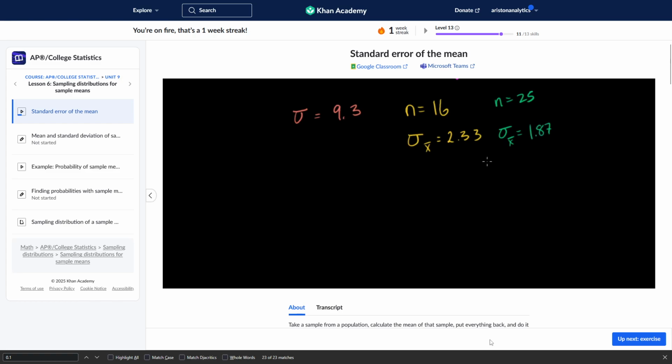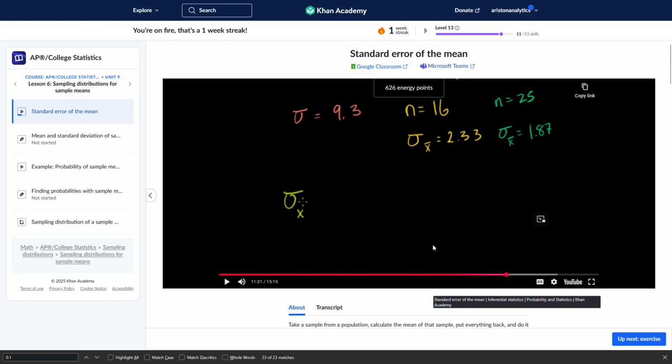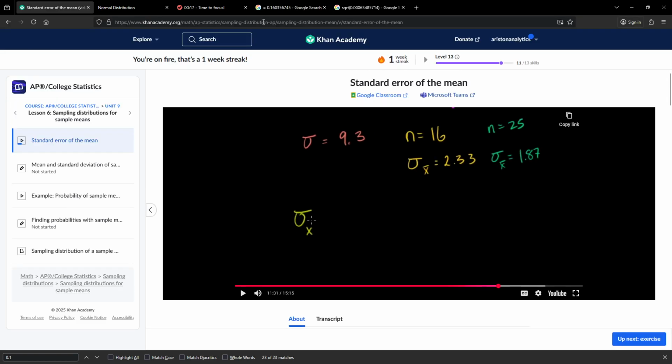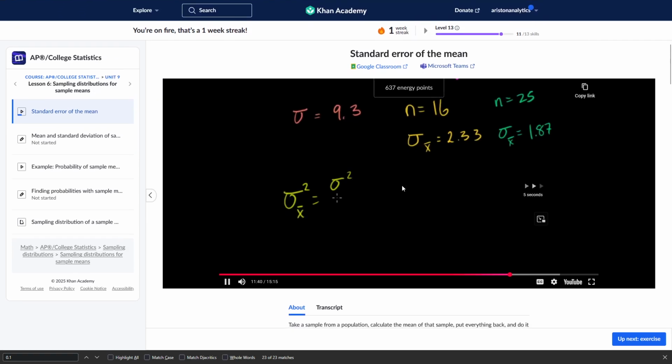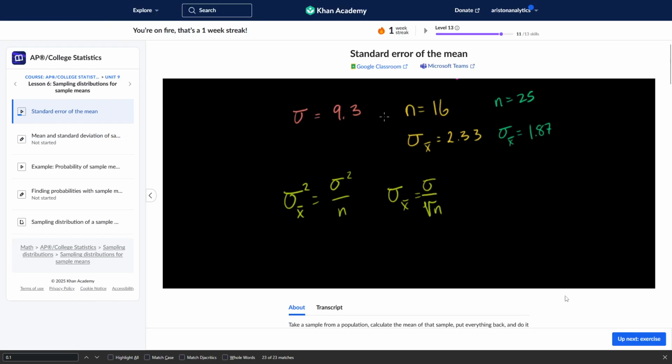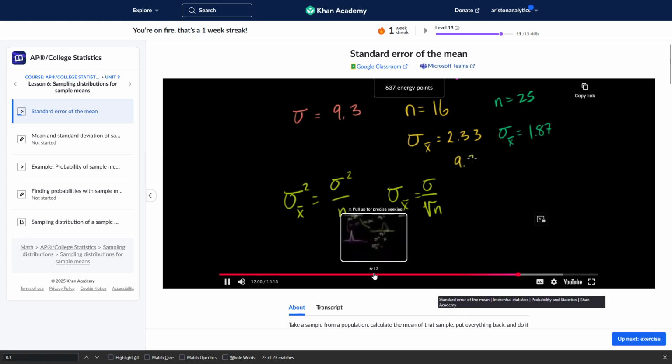Let's see if it conforms to our formulas. So we know that the variance, or we could almost say the standard deviation of your original distribution divided by the square root of n. So let's see if this works out for these two things. If I were to take 9.3, let me do this case. So 9.3 divided by the square root of 16, right? N is 16. So divided by the square root of 16, which is 4, what do I get?